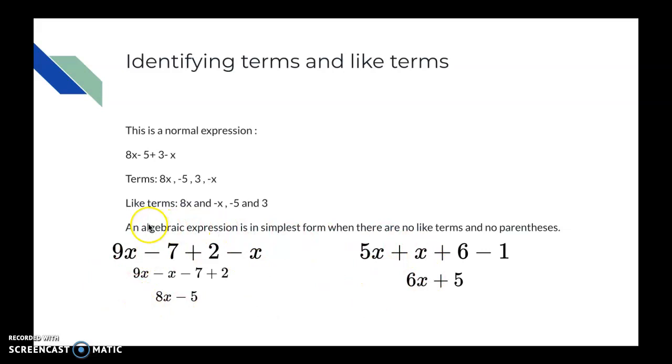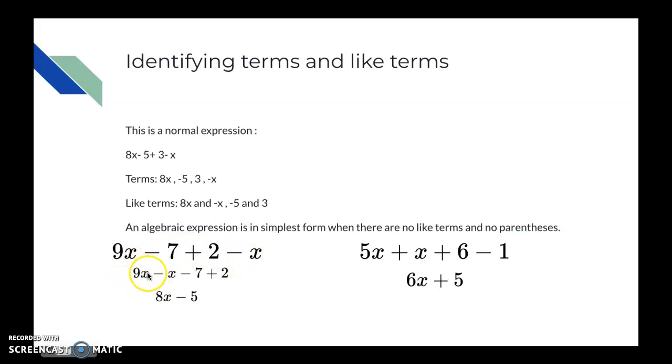But before that, let's read this. An algebraic expression is in simplest form when there are no like terms and no parentheses. So first, let's take a look at this problem: 9x minus 7 plus 2 minus x. When you see an expression with two like terms and they're not right next to each other, you need to move them. Here we see 9x and minus x, which are not next to each other. I moved it because it's easier to sum it up or subtract it and find the simplest form. So you move the negative x here.